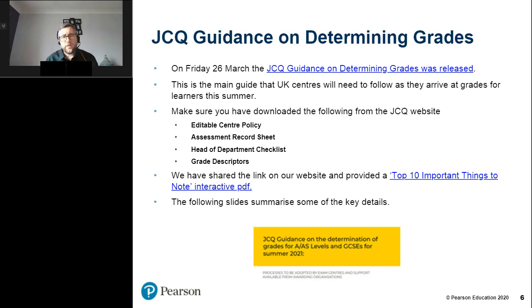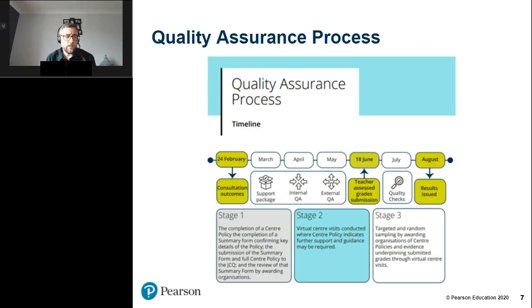The next set of slides is just going to summarize some of the key details from this guidance document as we go through the process. So the first thing we're going to focus on is this quality assurance process. This diagram's a bit complicated, but essentially it summarizes that process. If you look at the bottom of the diagram, you can see that it's broken up into 3 key stages. The first key stage is the completion of the centre policy and the summary, which needs to be submitted through the portal by the 30th of April, which is the end of this week.